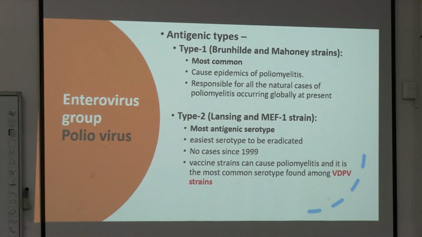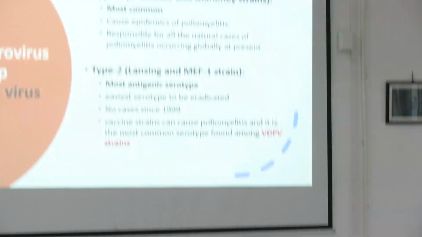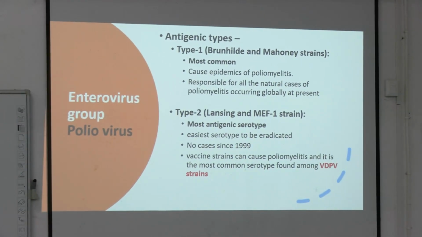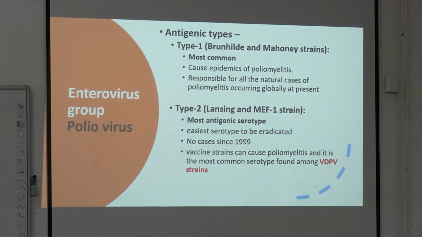Enterovirus, if we classify the polio virus, they are classified into three major types. Key type, this is very important because if you see the types, the first type is type 1, which is Brunhilde and Mahoney strain. তিনটে strain আছে. First strain টা হচ্ছে Brunhilde and Mahoney strain. This is the most common strain to cause epidemics. ঠিক আছে? It is responsible for all the natural cases of polio virus mostly.